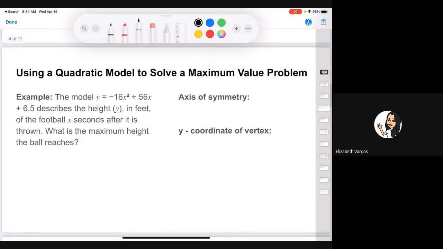Now what we can go ahead and do is, based on this, we can solve many different things. Now that we have our quadratic equation, we can solve a lot of different things. So this one says the model, now here it's given us that quadratic equation we looked for. And based on that, what we're asked to do is find out what is the maximum height the ball reaches.